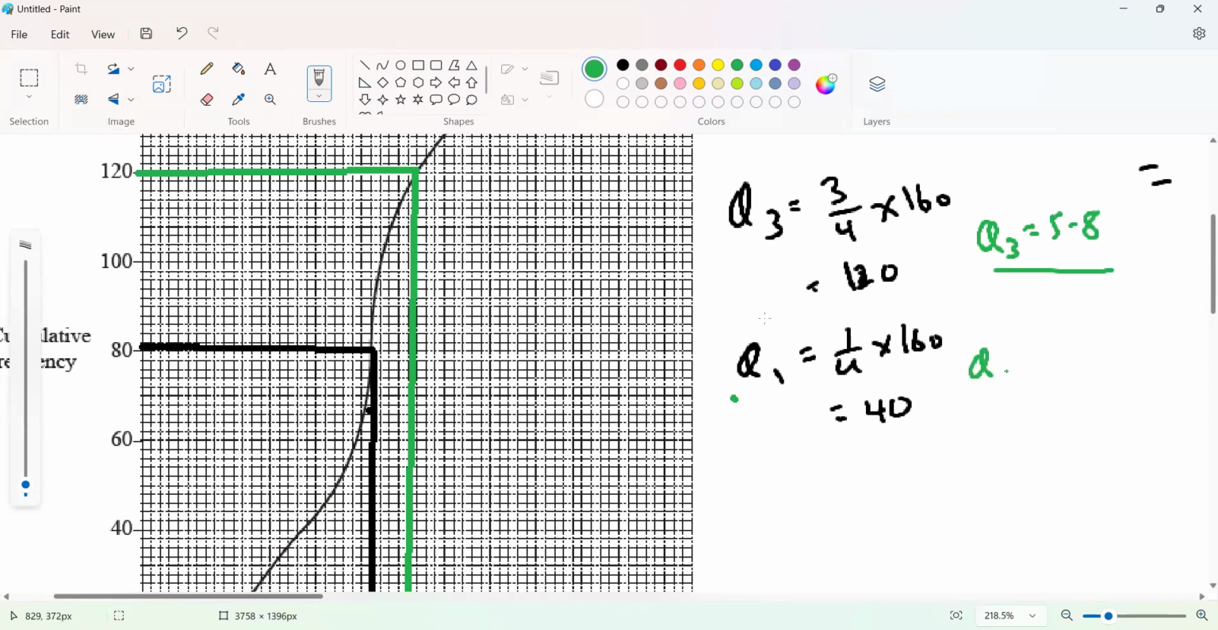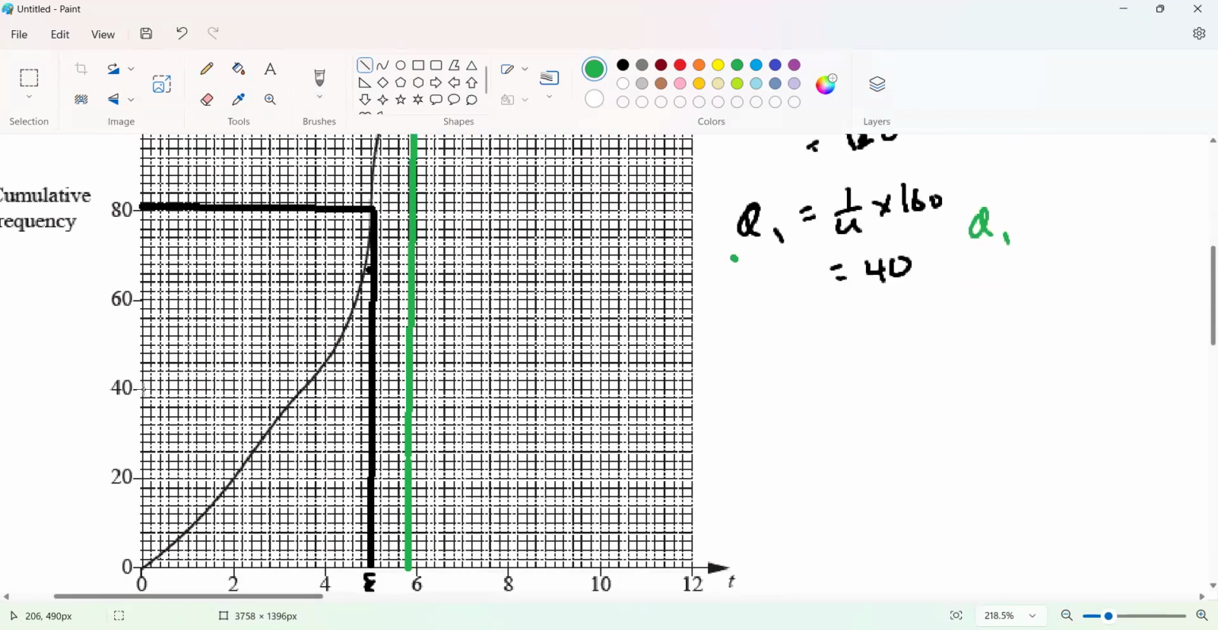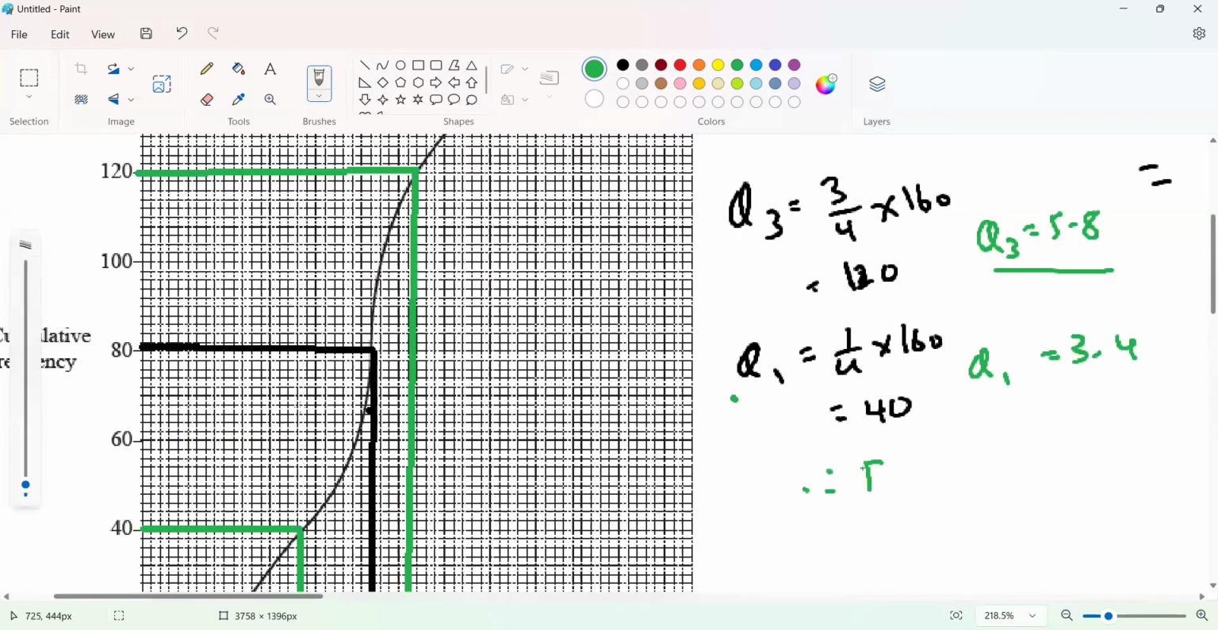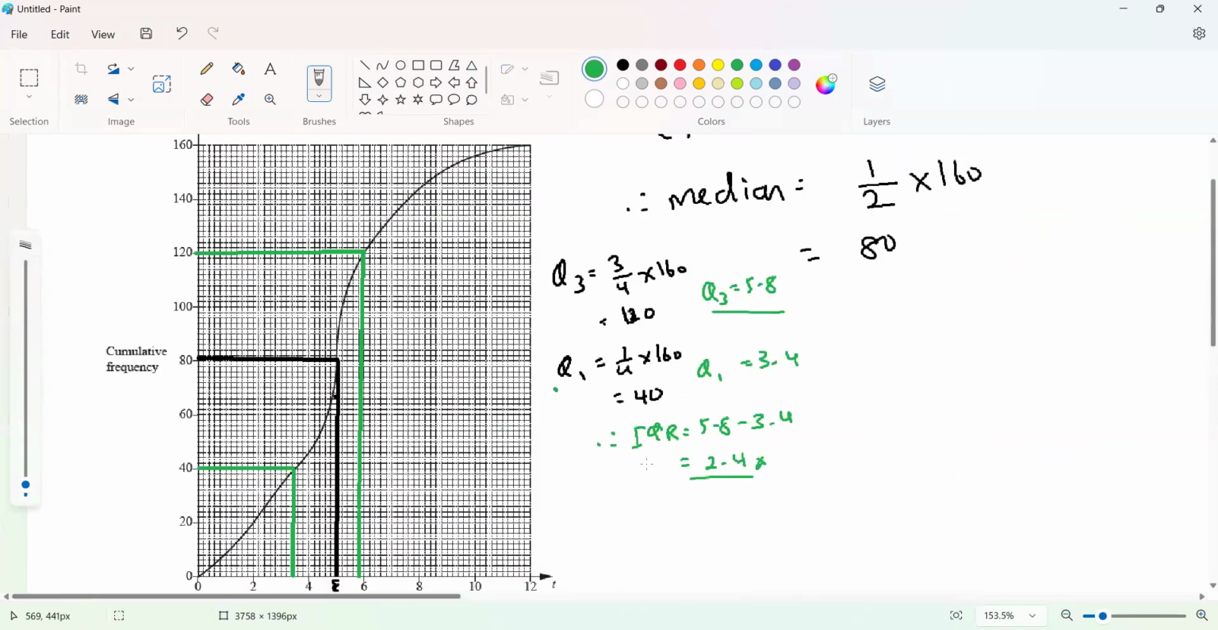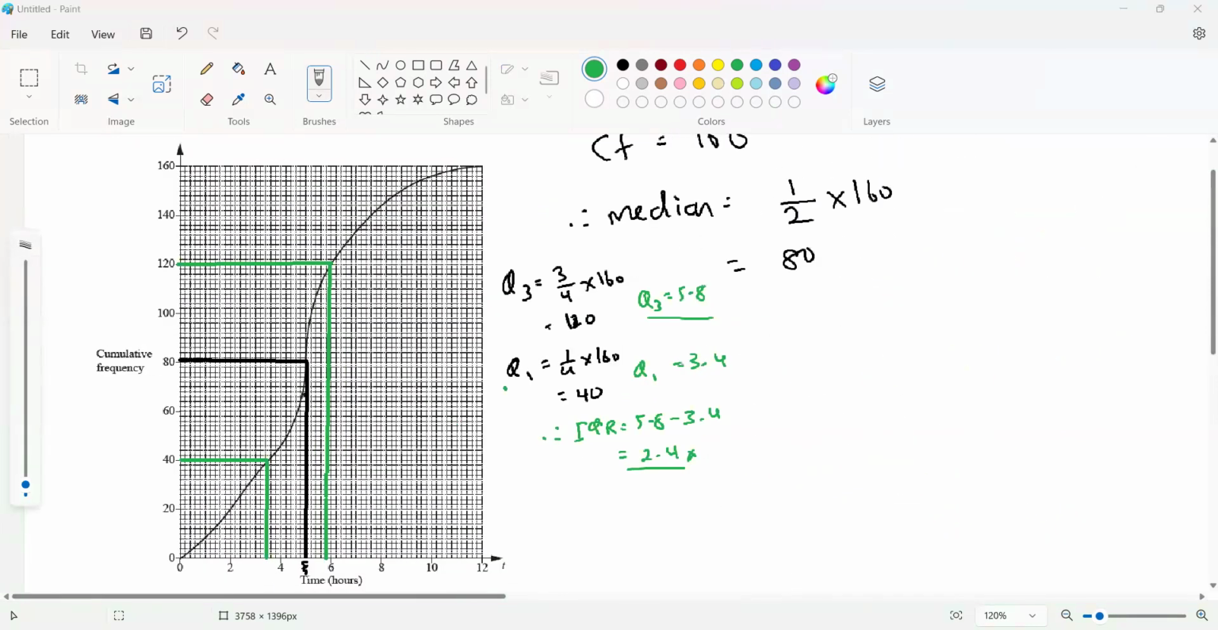And then your Q1 is going to be towards 40. So 40 is here. And then somewhere around here, and then touches somewhere around here. So that's about 3.4-ish, around 3.4. So Q1 is 3.4. So from here, therefore, our interquartile range would simply be 5.8 minus 3.4. So that is 2.4. So that is for our part A1 and 2.